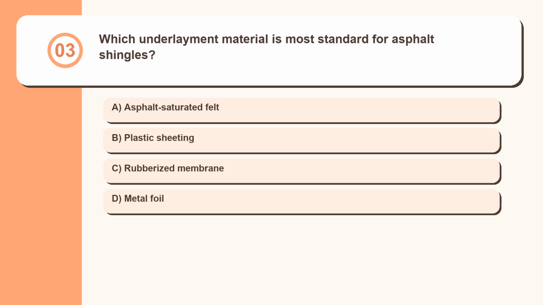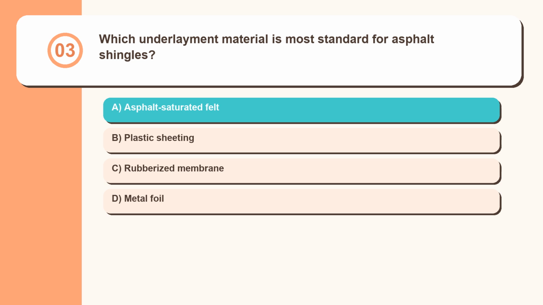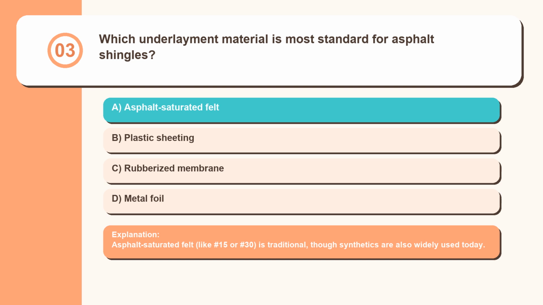Question 3. Which underlayment material is most standard for asphalt shingles? Asphalt saturated felt, plastic sheeting, rubberized membrane, metal foil. Asphalt saturated felt, like number 15 or number 30, is traditional, though synthetics are also widely used today.